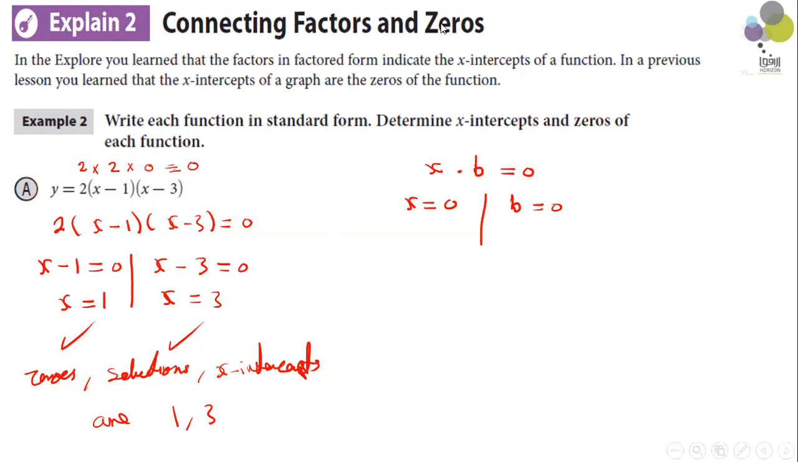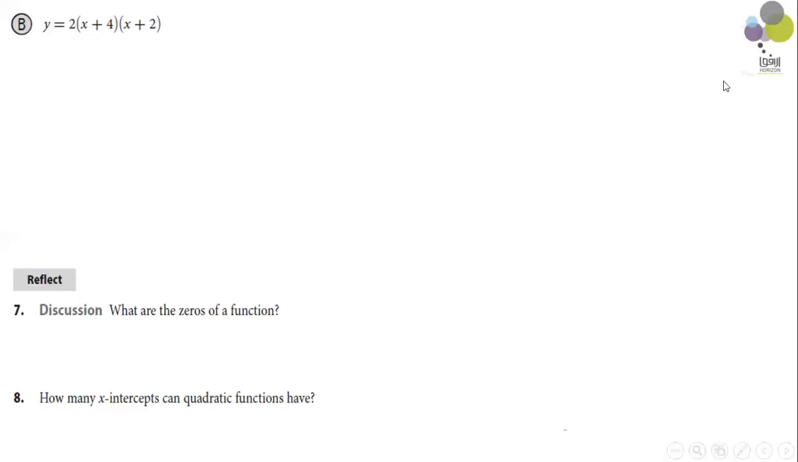Let's go to the second board. Okay, in the same way, he asked you to write this in standard form and get zeros of the function or x-intercepts or solutions. Firstly, I will get the zeros of the function because this is the best way to get zeros first, because this is a factored form. So I will split the equation into two equations. x plus 4 equal to 0. I will equal the first factor to 0. So x equal negative 4.